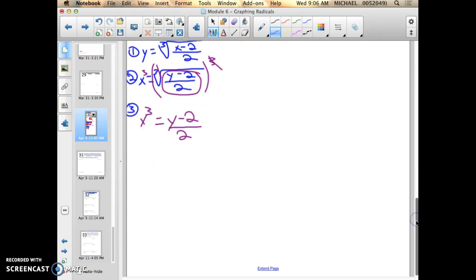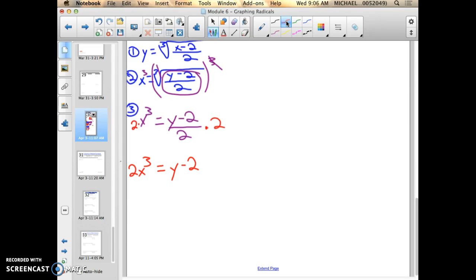Now, I'm still trying to solve for y, so the next step, there's 2 pieces with the y on the right-hand side that you see. There's a 2 that's being divided by, or y is being divided by 2, and y is subtracting 2. And so I have to kick out the division this time first before I can get rid of the subtraction. So I'm going to multiply both sides by 2. So now I have 2 times x cubed becomes 2x cubed equals y minus 2.